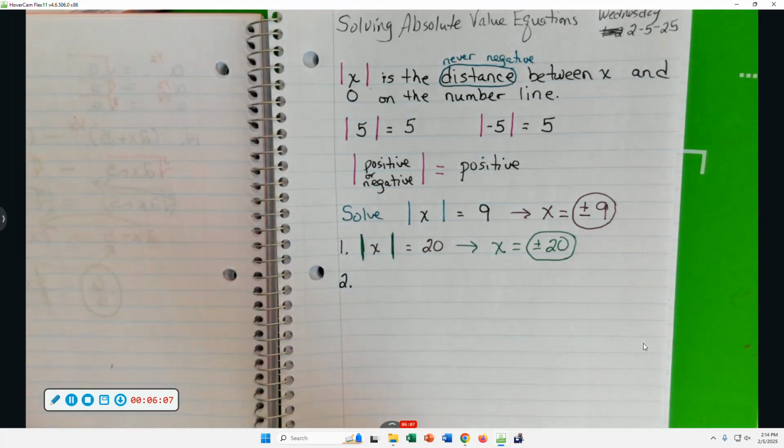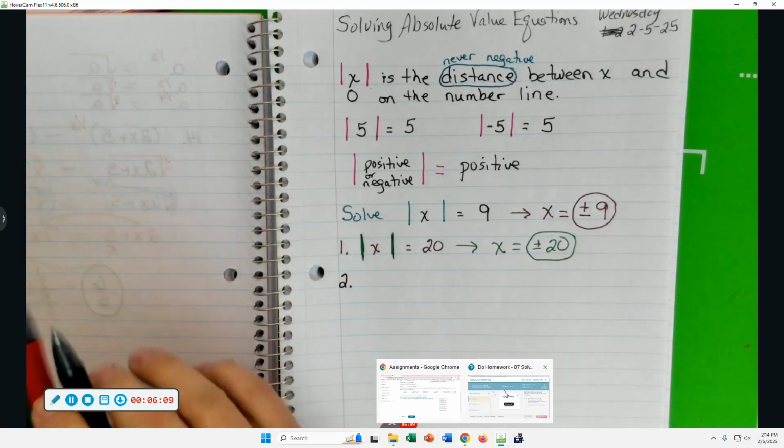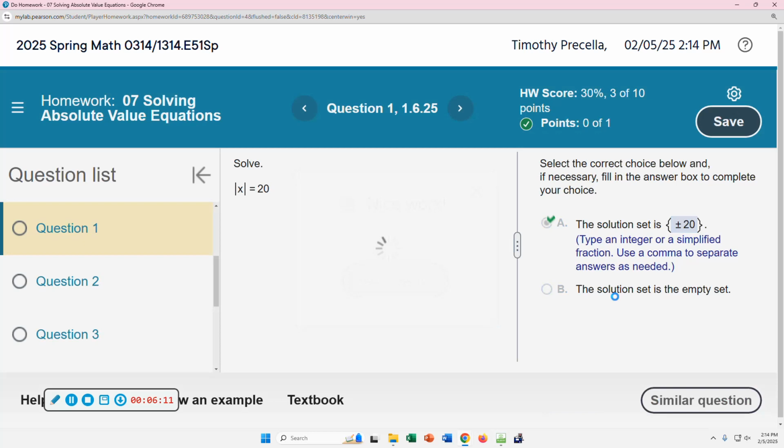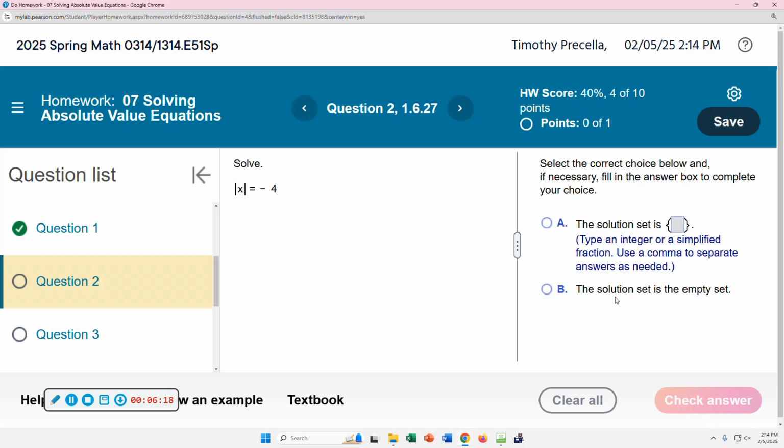Good. Let's look at number 2. It says absolute value, uh-oh, this isn't good. Solve this equation: absolute value of x equals negative 44.